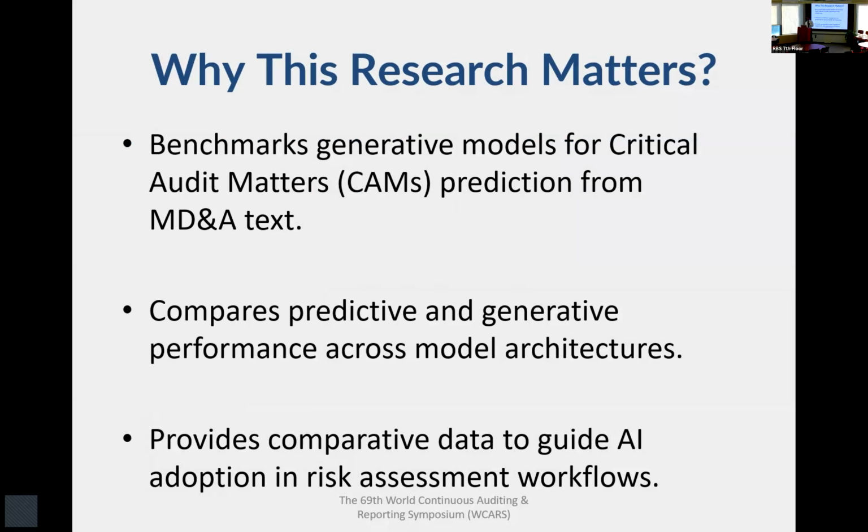So our goal is to give auditors, regulators, and firms data they can use to decide how and when to integrate AI into risk assessment. What makes this study unique is the user interface perspective, or the UI perspective. We tested these systems the same way a professional would use ChatGPT or Claude, working directly with the interface. And this helps us to see how the products actually work and where they fall short.